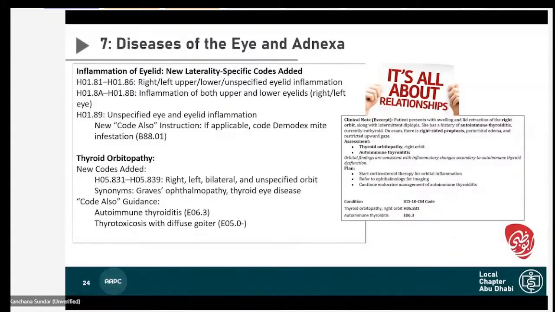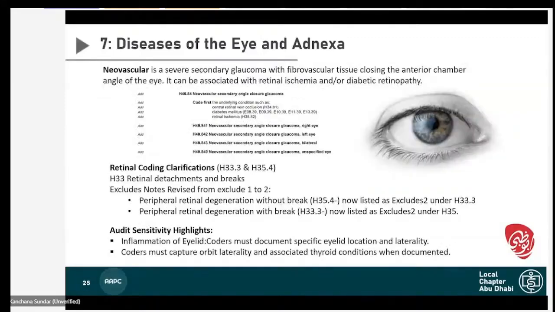And next comes neovascular. This is again a new disease which has been introduced in 2026. And this means neovascular secondary glaucoma. And this occurs because of fibrovascular tissue closing the anterior chamber angle of the eye.